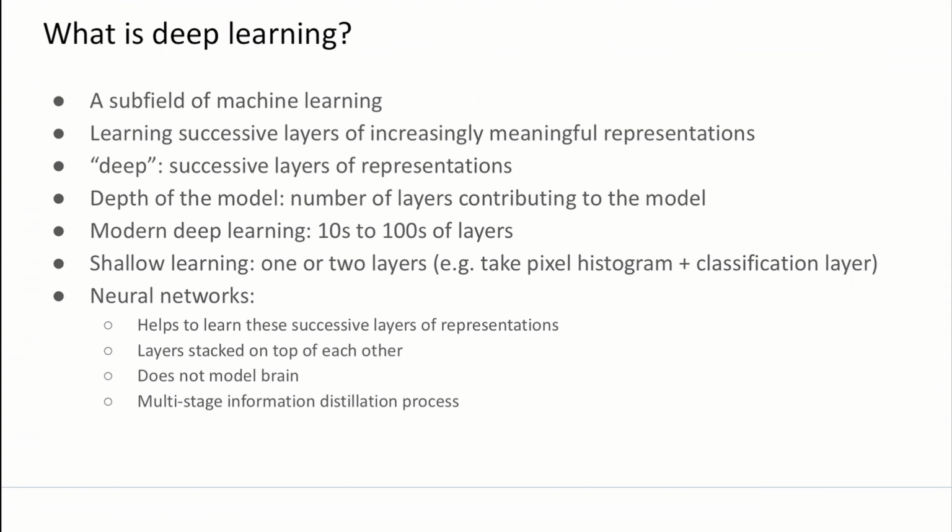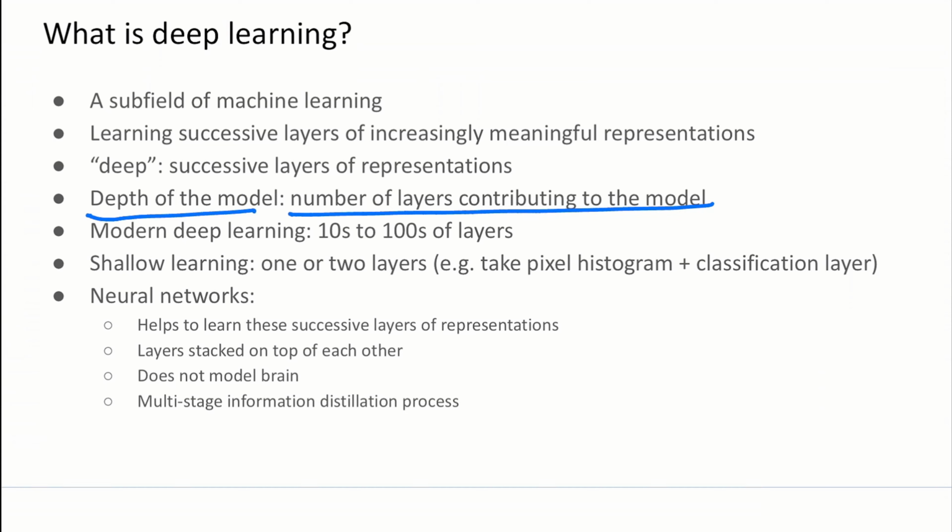And deep learning is a subfield of machine learning. So now we are moving to deep learning, and the book is about Python deep learning, right? It's a subfield of machine learning, and in deep learning, we learn successive layers of increasingly meaningful representations. In deep learning, deep doesn't mean the depth, but rather the successive layers of representation. And the depth of the model is the number of layers contributing to the model.